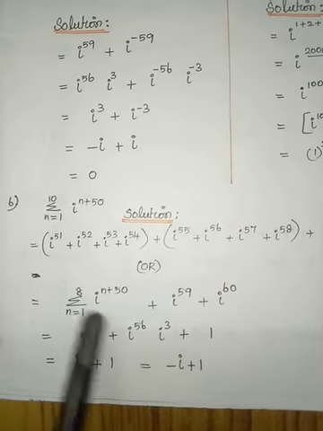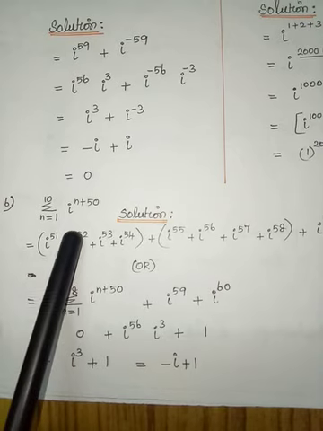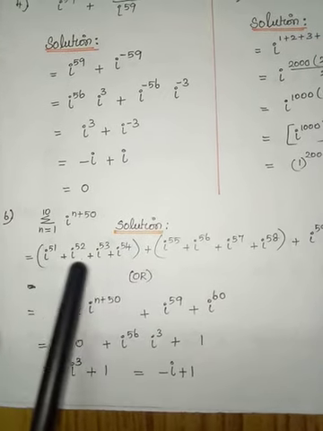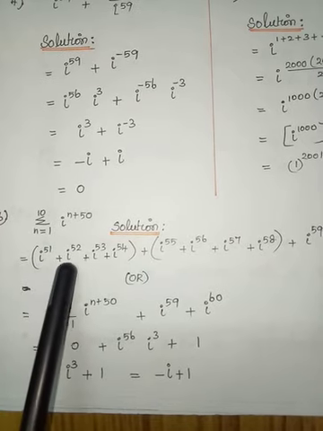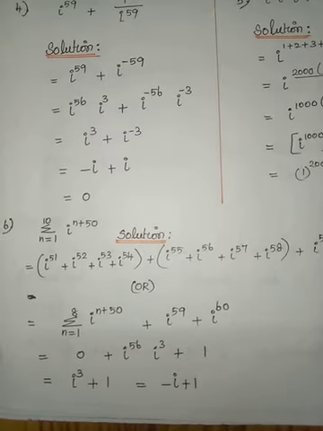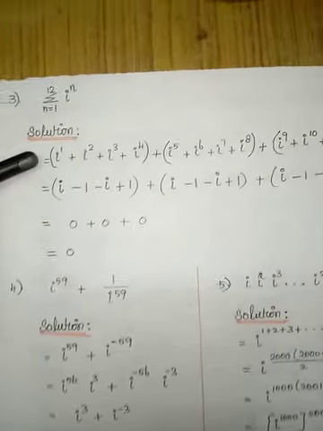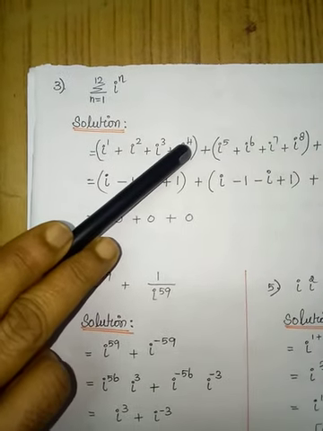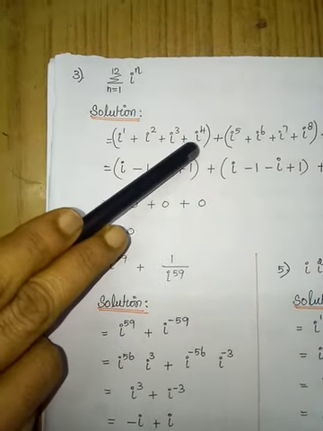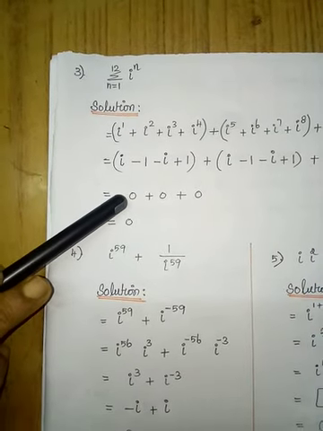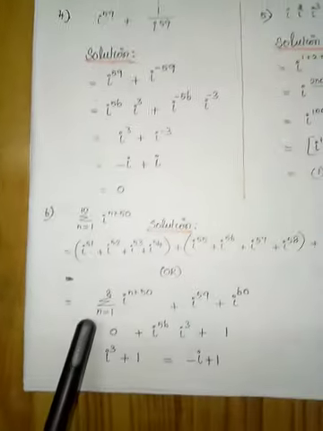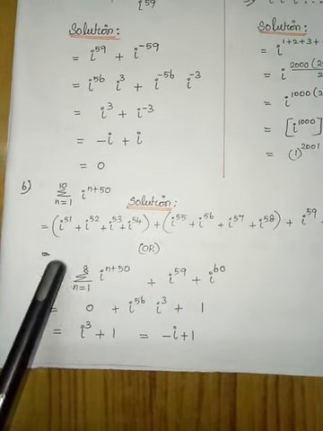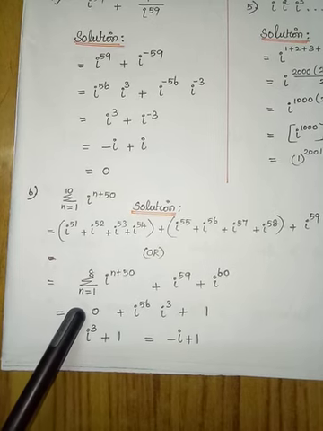See that the powers are consecutive numbers: 51, 52, 53, 54. If you consider the 4 terms, the addition will become 0. Just now we have seen this in the third problem. You see the powers of i are consecutive numbers. If you add the 4 terms, that is equal to 0. In the same way, by grouping 4 terms, the total summation will become 0.